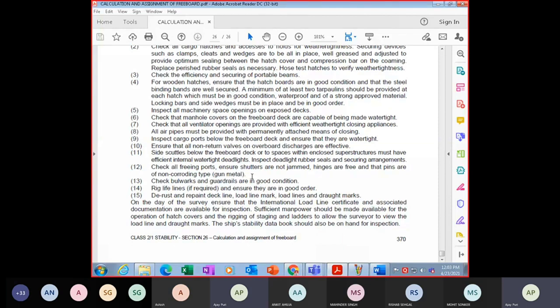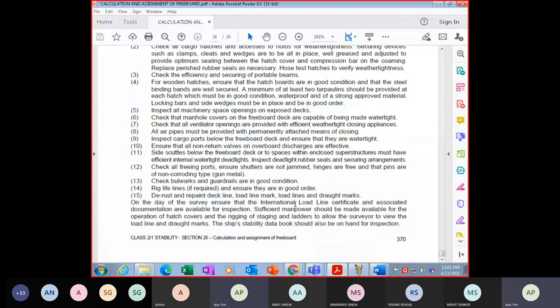Check all your freeing ports. Are they open or do they have shutters? If they have shutters, then the shutters should not be jammed. The hinges should be free. Pins should be non-corroding. Check your bulwarks and guardrails to be in good condition. Check your lifelines. Ensure they are in good order. De-rust and repaint your deck line, load line, Plimsoll mark, draft marks and all to be repainted.